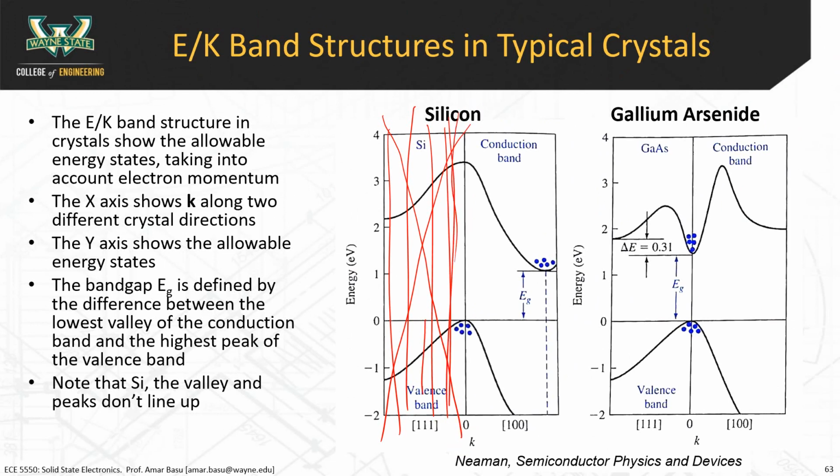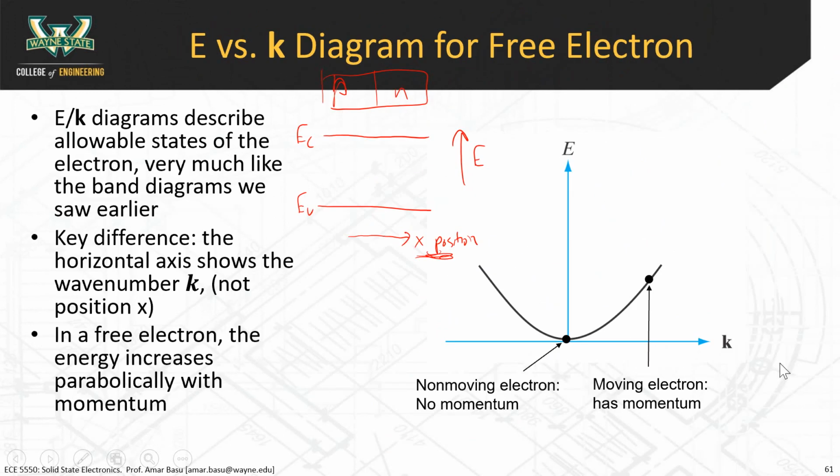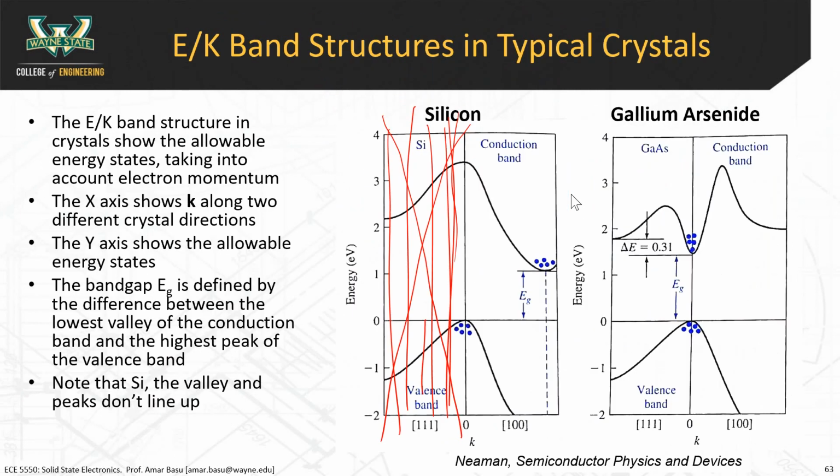Okay. And just look at this half. Then this sort of makes sense with what you saw earlier. K, the wave number, is not momentum, but it is proportional to the momentum. So K is on the x-axis, and energy is on the y-axis.